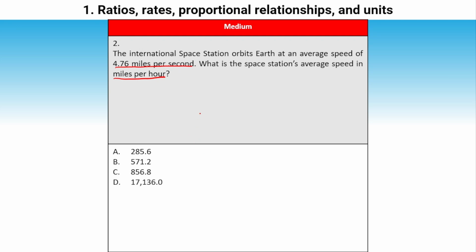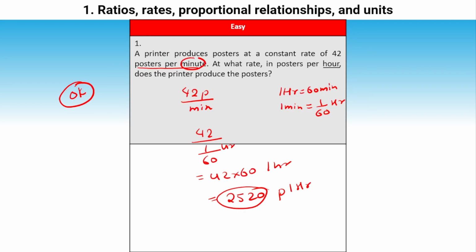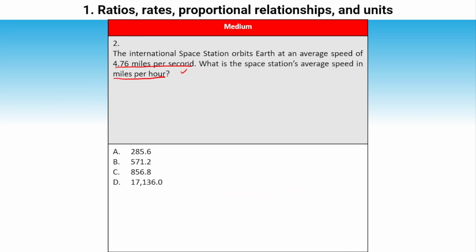Let me see. Okay, this is given in mile per second. This is given in mile per minute. Oh, I see, the smaller unit is here. So we have 4.76 mile per second. Okay, but that is not what we want. 4.76 mile per second, we have to convert it into hour.